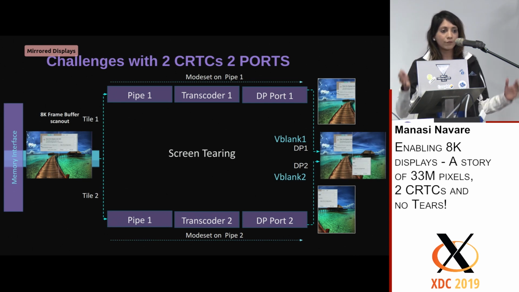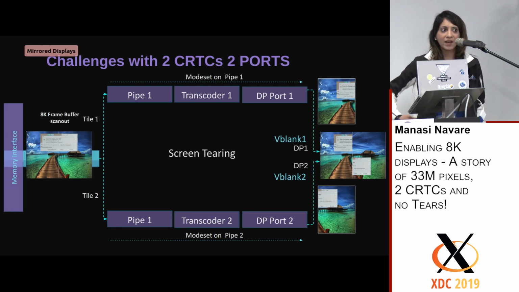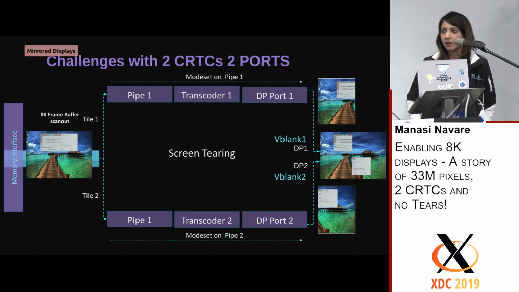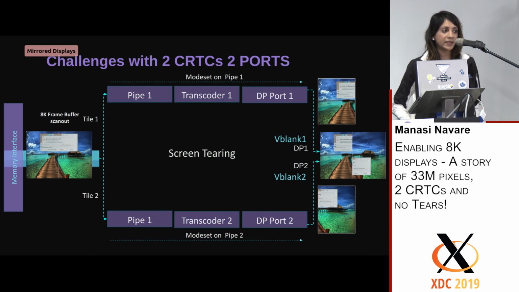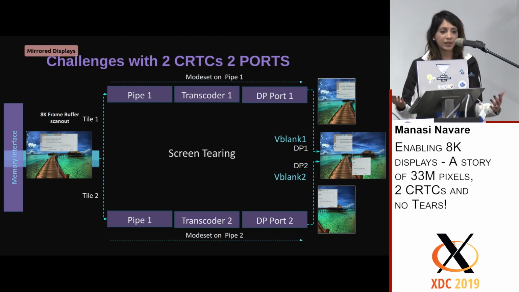Now, if it doesn't happen in the same vertical blank, then what you see is something like this, where it's just off, and the line counters, frame counters, everything is off, and you see this kind of tearing on the display. And this is not specific to 8K. We already have these kinds of bugs with 5K tile displays, sometimes with 4K tile displays. Anytime you have to have a tile display output across two CRTCs, you see these kinds of tearing artifacts.